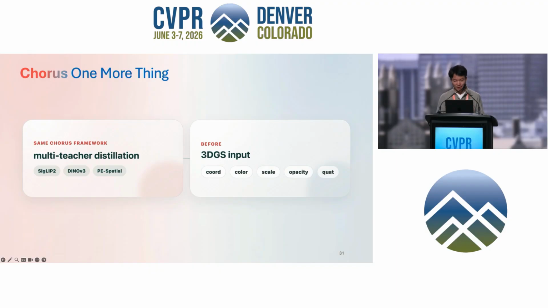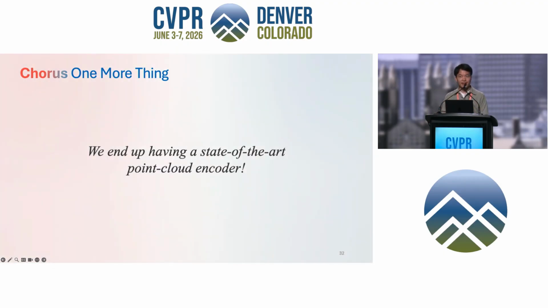There is one more thing here. So far, Course is introduced as the 3D Gaussian splatting scene encoder, but what if we remove most Gaussian-specific parameters and keep only point-like attributes, that is centers, colors, and normals? When doing so, we keep the same multi-teacher objective. What came out of this is unexpectedly strong. With only these point-like inputs from the splatting data, we end up with a state-of-the-art point cloud encoder.